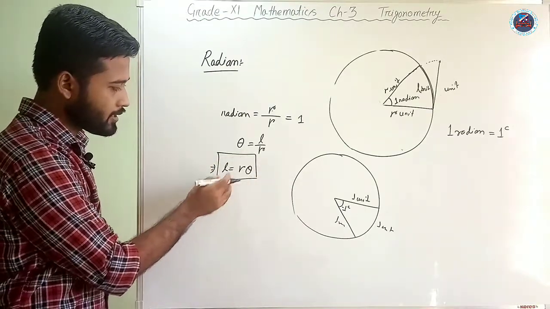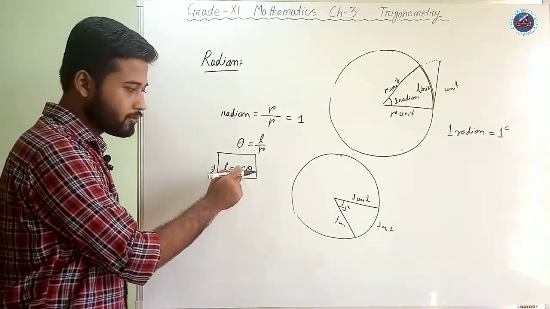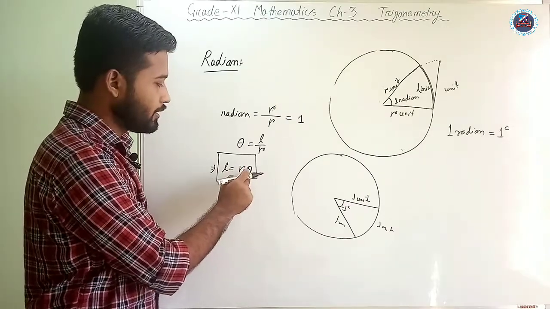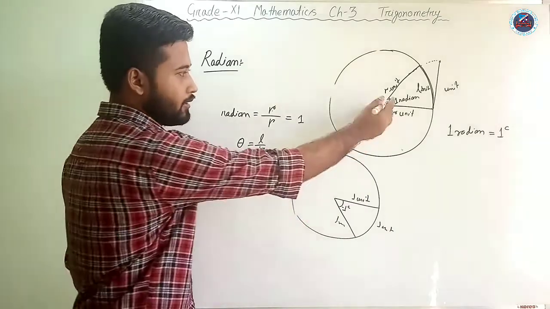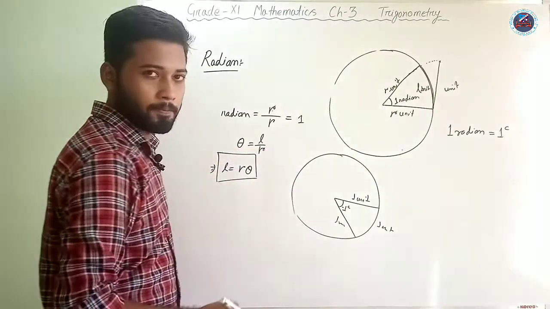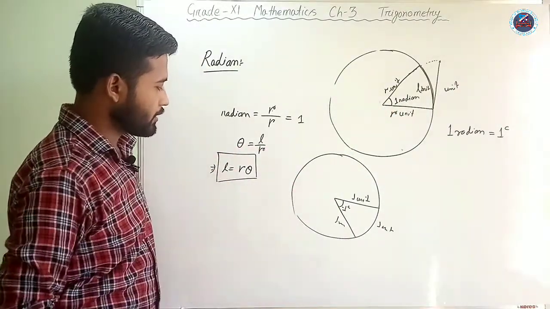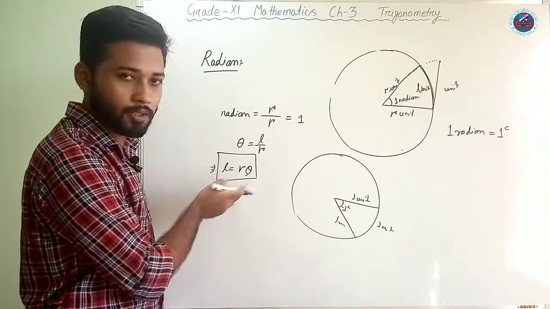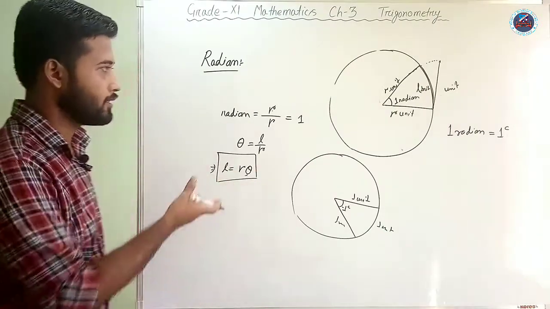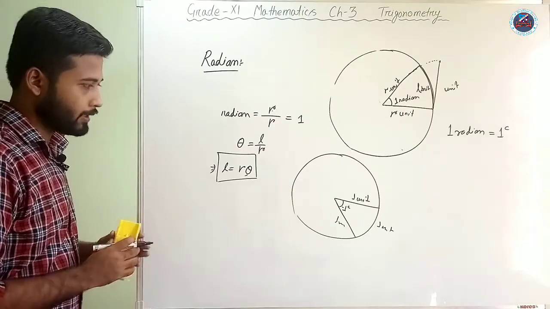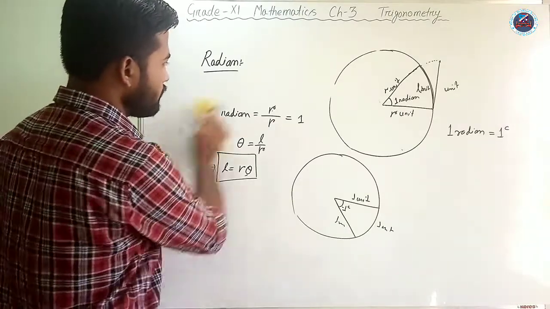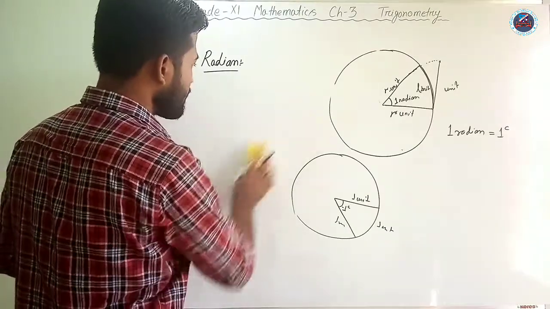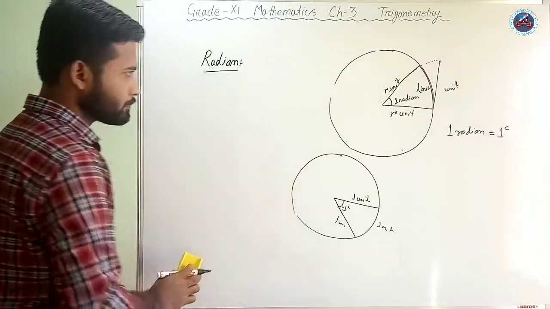So here what you can see, arc length is equal to the radius of the circle times the radian, or times the angle. Okay, so thus if we know any two of the values, we can find the other from this relation. Fine. Okay, so having discussed this, now let us see one thing.